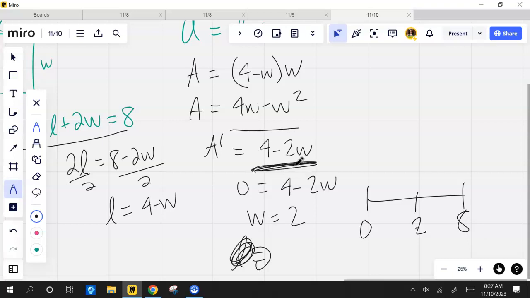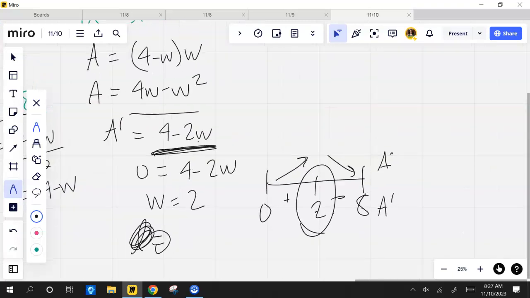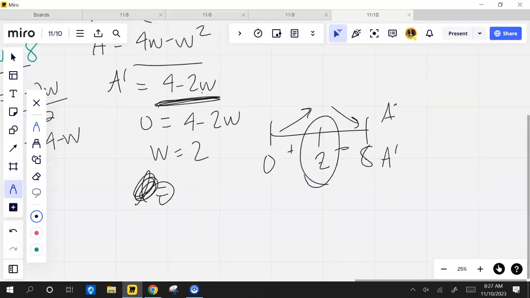I always have to write this so I remember. The derivative tells what the function is doing, so I'm plugging into the derivative. If I plug in 1, I get 4 minus 2, which is positive. From 2 to 8, if I plug in 3, 4 minus 6 is negative. So here is my maximum. So yes, W equals 2.